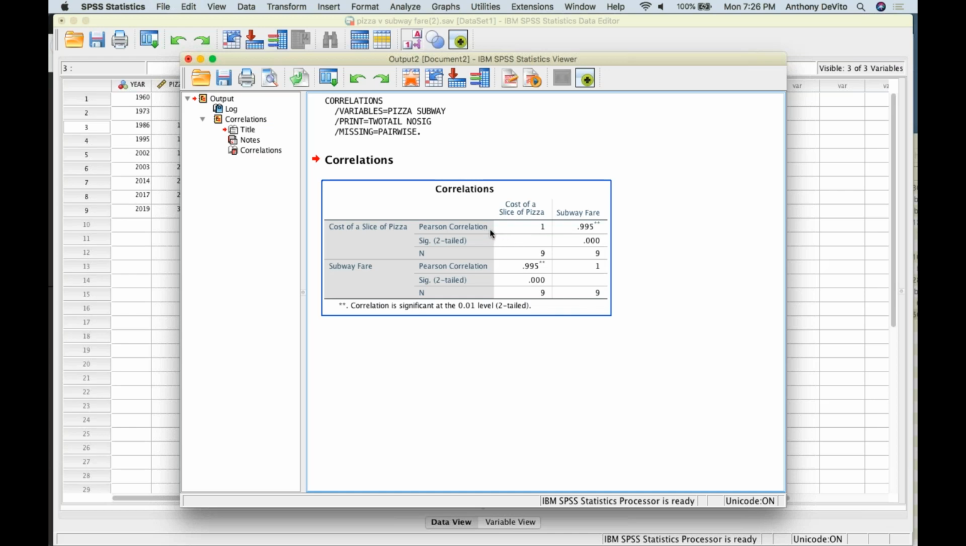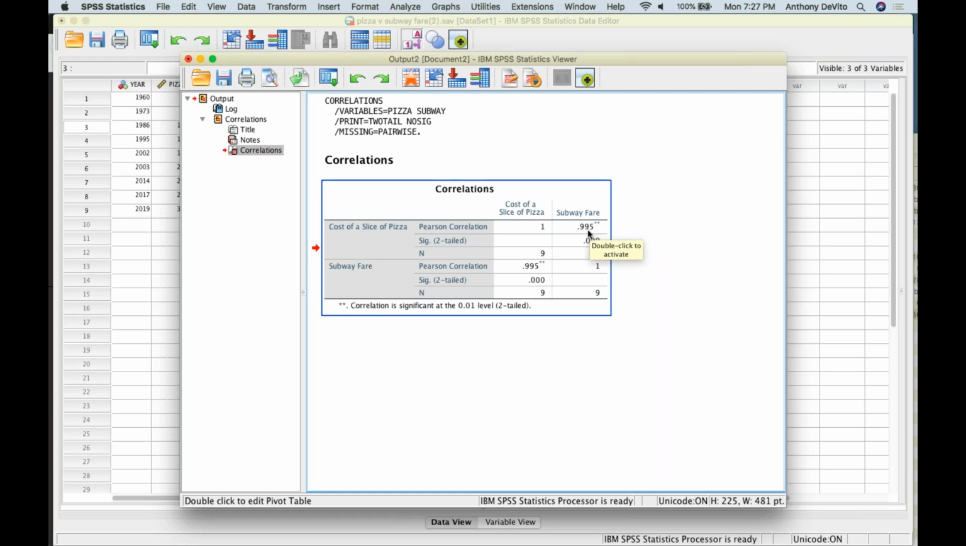So here's Pearson's correlation. When I compare the cost of a slice of pizza with the cost of a slice of pizza, I'm comparing the same thing, so the correlation is 1. 1 is a perfect correlation. How about the cost of a slice of pizza compared to the subway fare? That correlation is 0.995. It's almost a perfect correlation. Hence the pizza-subway coincidence, as we like to call it. It seems almost magical, that there's this kind of strong association. That's a very strong association.